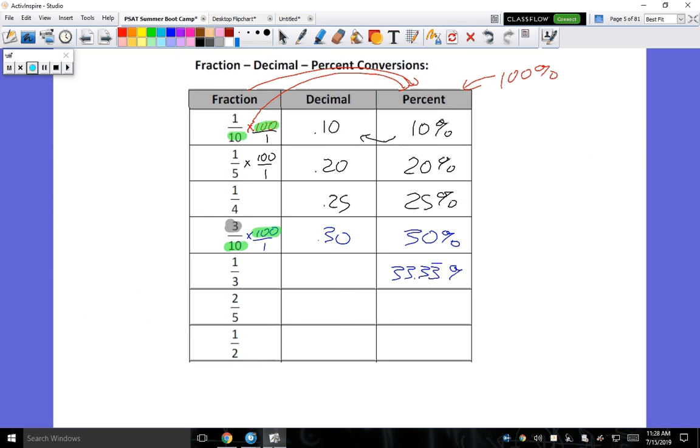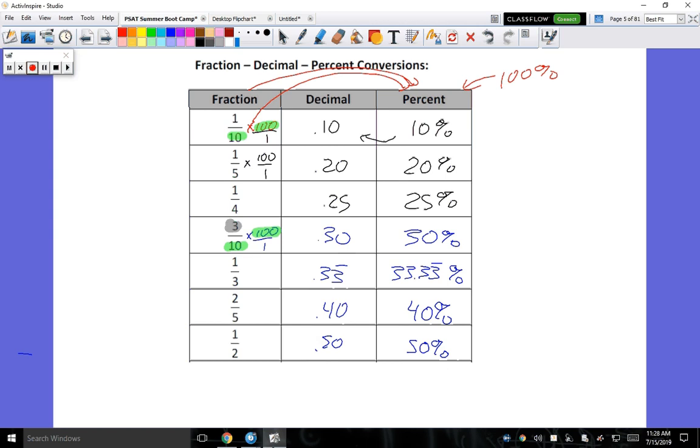33.33 repeating percent. Right? So what would this be, decimal wise? 0.33 repeating. 2/5 is 40%, otherwise 0.40. 1/2, that one's the easy one, 50%, otherwise 0.50.